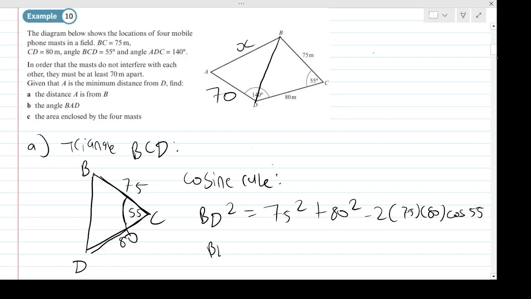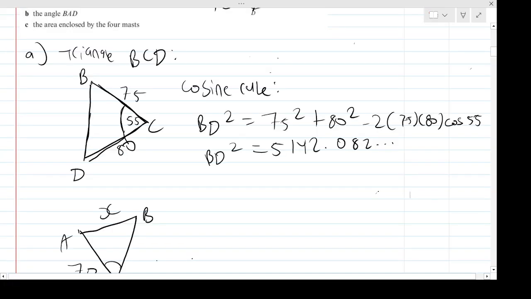If I do that in a calculator, I get 5,042.082 dot dot dot. And so then if I square root both sides, I get therefore the side BD is 71.7083 blah blah blah meters. So now I've got BD.